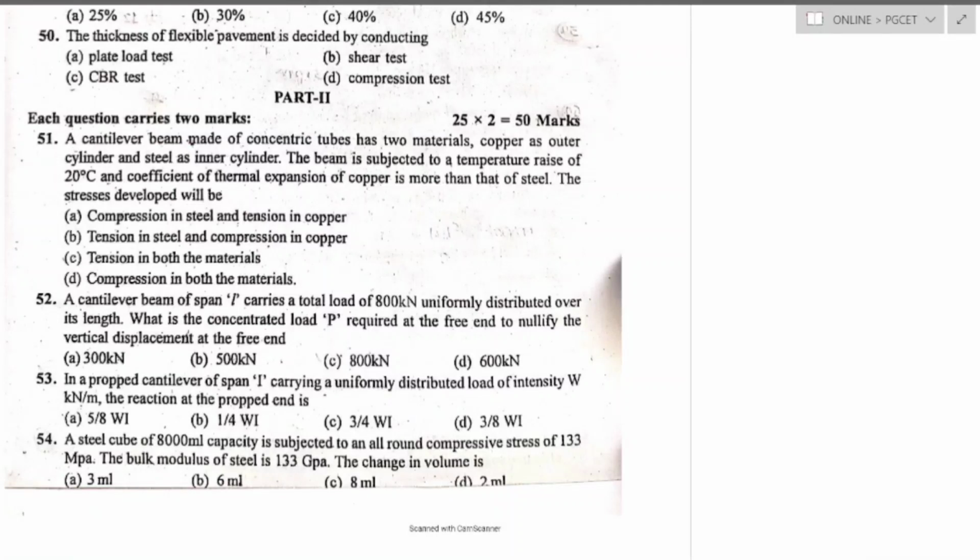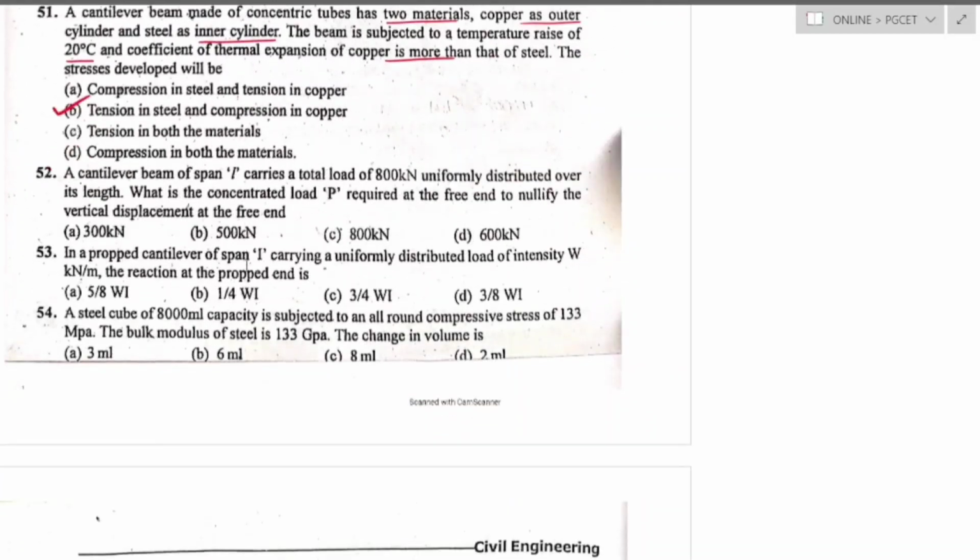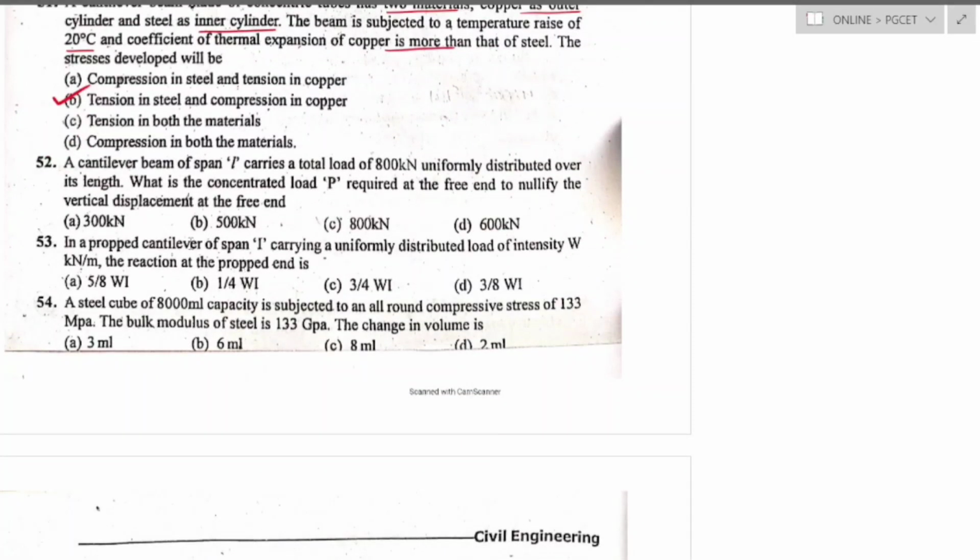Now let's start with the part 2 questions. Question number 51. A cantilever beam made up of concentric tubes has two materials, copper as outer material and steel as inner cylinder. The beam is subjected to a temperature rise of 20 degrees Celsius, and the coefficient of thermal expansion of copper is more than that of steel. So the stress developed will be tension in steel and compression in the copper. Option B will be the right answer.